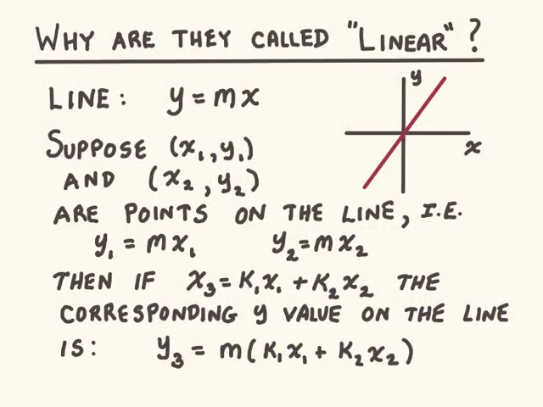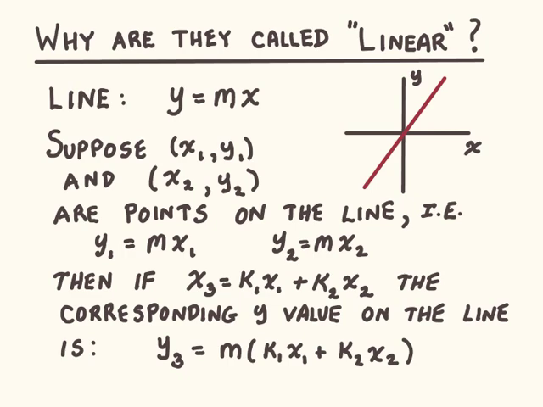So why are these systems called linear? Let's forget about the systems at all and just look at a line, which consists of all the points which are related by y equals mx, where m is the slope of the line. So let's suppose we have 2 points that are on the line. One is x1, y1, and the other one is x2, y2. Since these points are on the line, they obey the equation of the line. So y1 is equal to m times x1, and y2 is equal to m times x2.